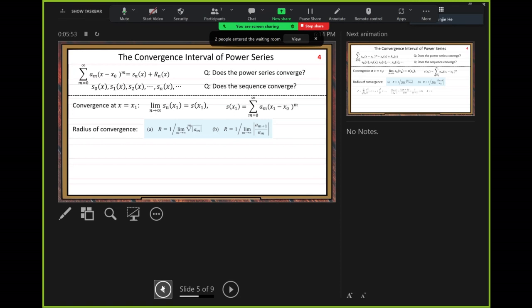The meaning is also simple. You treat x0 as the center. Then, with x0 as the center, you draw a circle with capital R as the radius. All the points inside that circle, whose distance to the x0 center is less than that capital R, the value is convergent. That's simple.